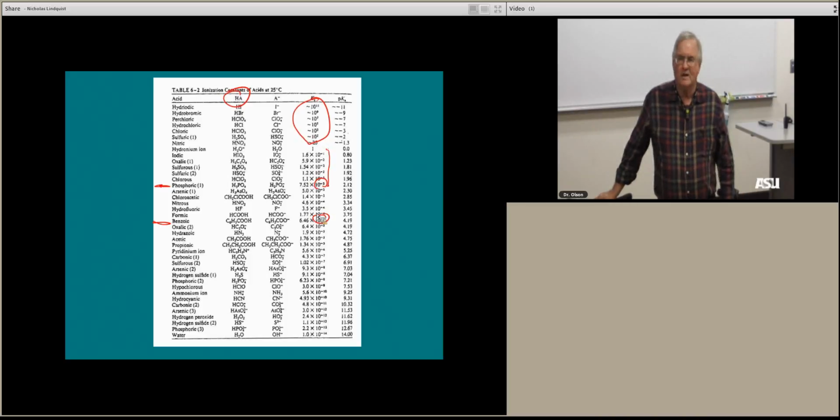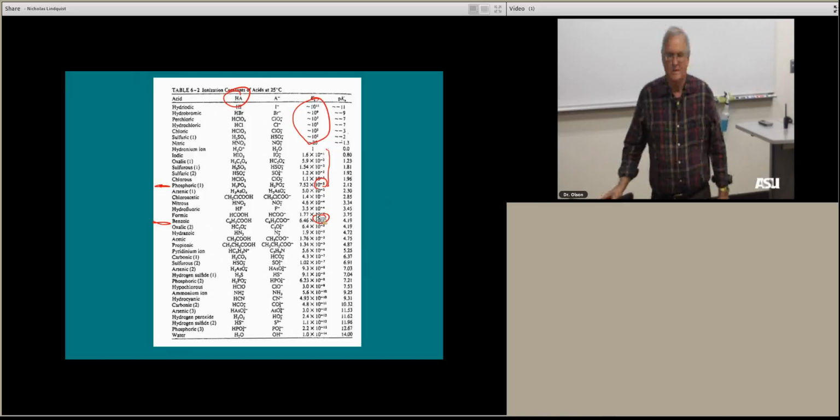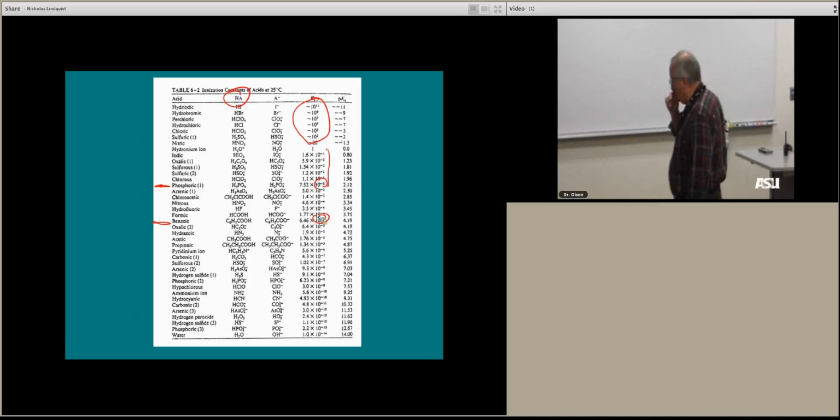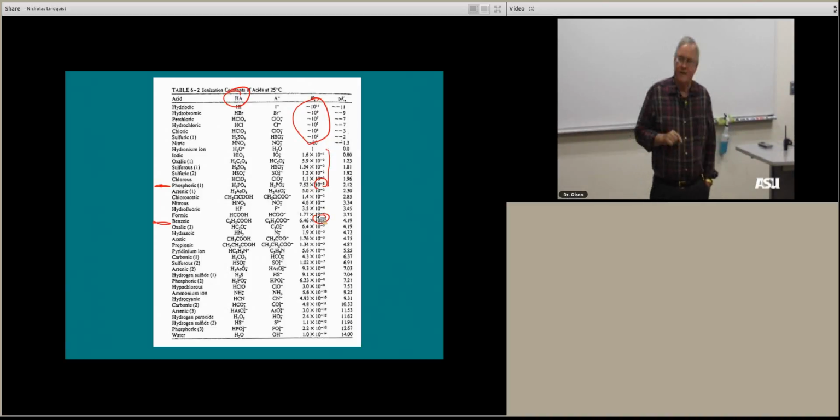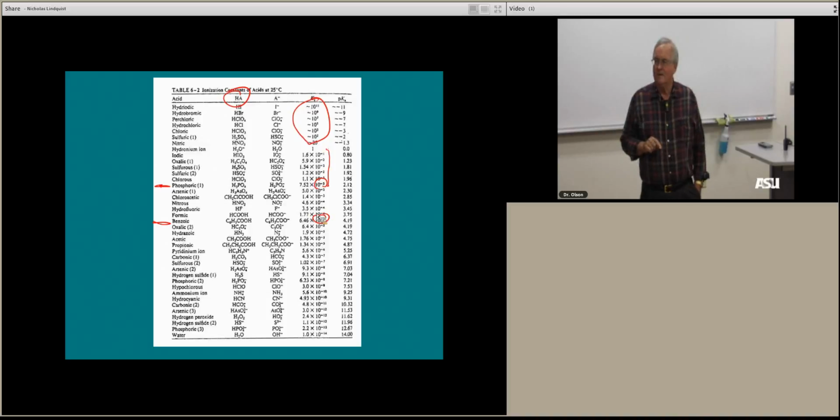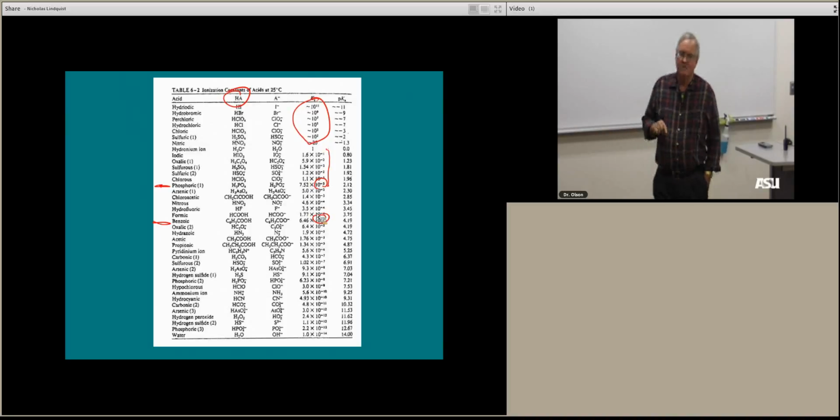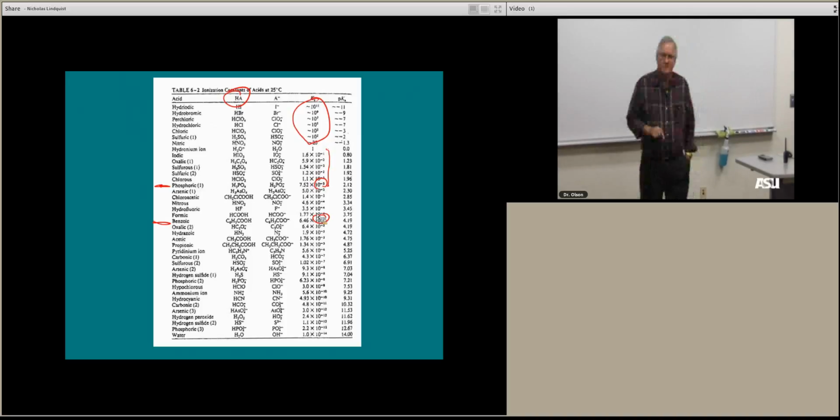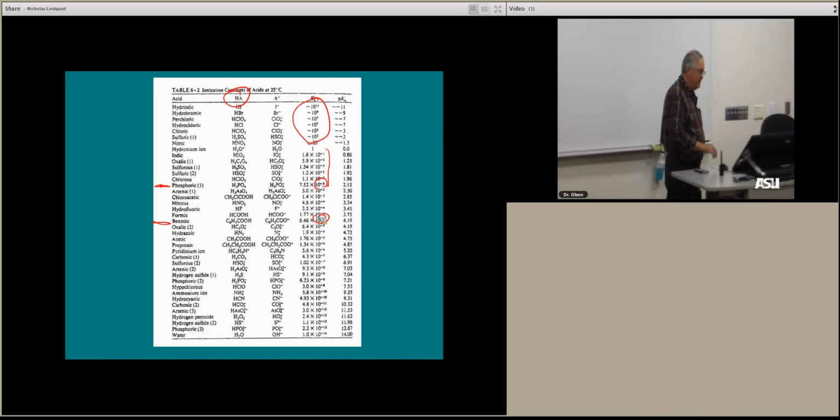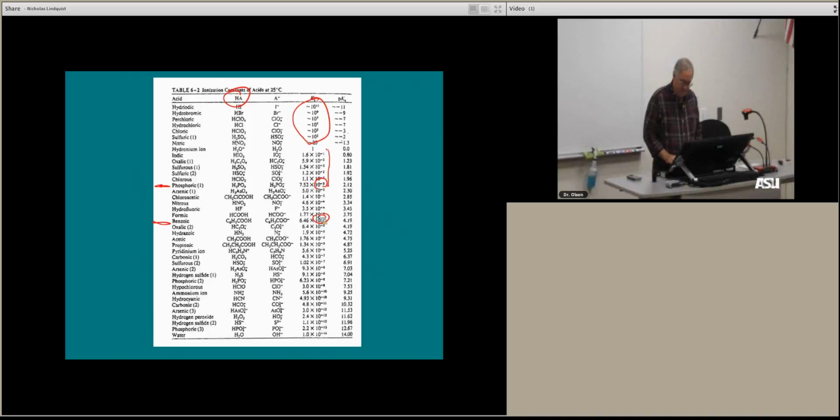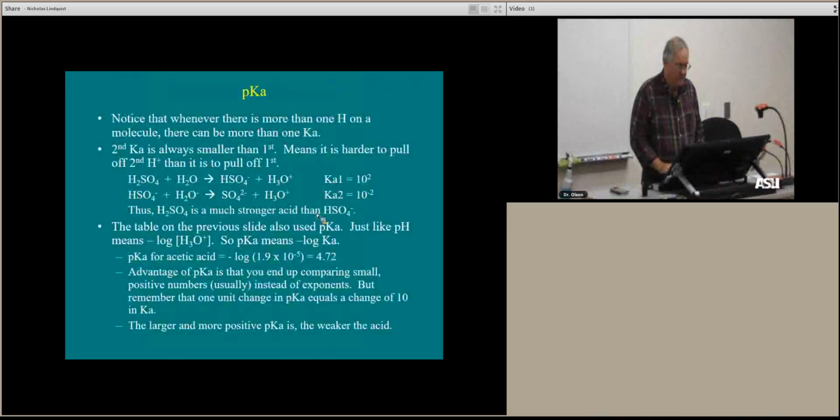Now, what's that column on the far right? It says pKa. What do you think that is? That's the logarithmic function of it. Right. And when we talked about pH, what was our definition of pH? pH equals the negative logarithm of the hydrogen ion concentration. So what do you think pK is going to represent? The negative logarithm of the Ka. Right. So here we go. pKa means negative logarithm of Ka.